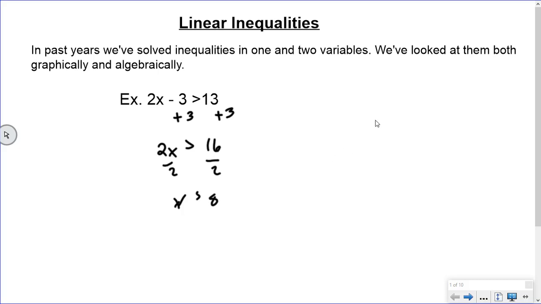And we start off by just graphing them on number lines. We say, well, here's my number line, right? Here's 0, 1, 2, 3, 4, 5, 6, 7, 8, right? And then we have that open circle to say that it can't be equal to 8, but it's got to be larger than. So we use an arrow to say it's going to be greater than 8.